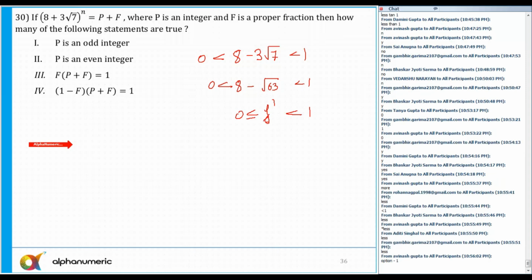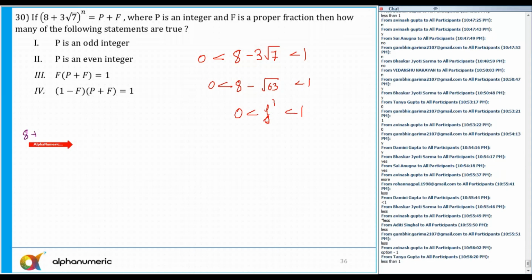All right, this is between 0 to 1, I can say. Or you can say exactly between 0 to 1 also, even if you do not put the equality sign, that is fine. Now here, 8 is greater, so I can say that 8 plus 3 root 7 raised to power n plus 8 minus 3 root 7 raised to power n. Can I say it will always be an even number?